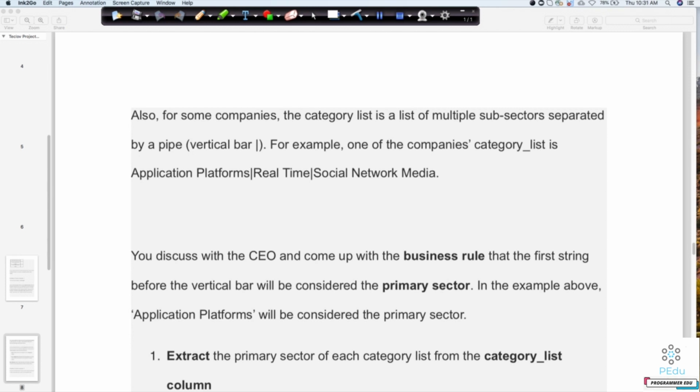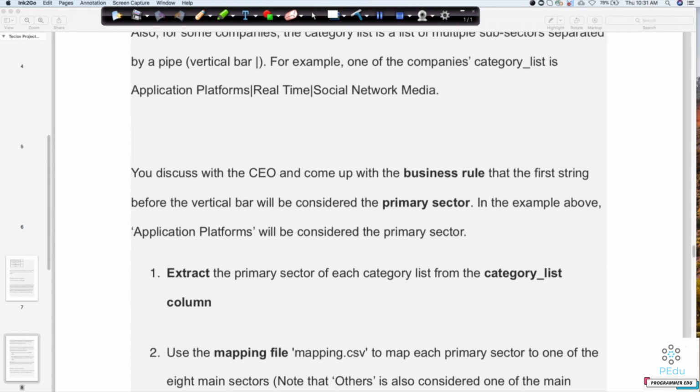But what you have done is, when you discuss with your CEO and come up with some business rule, that the first string before the vertical bar needs to be considered. So what we decided is, though it may look huge like this, I'm going to only consider this part. I don't want to consider this at all. I'm going to remove this. So that's the main thing. Let's say your CEO has decided that this is what we would like to follow.